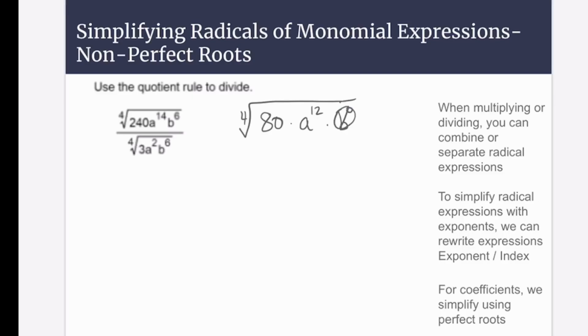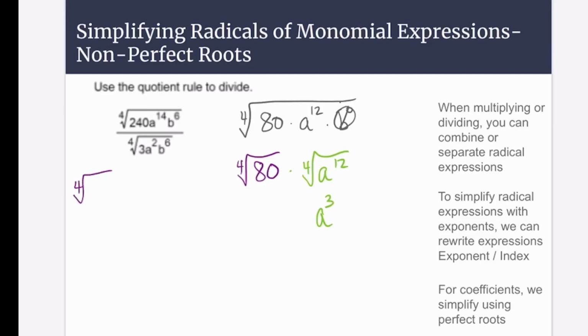So now we're doing 4th roots. The 4th root of 80 times the 4th root of a to the 12th. Well, a to the 12th is going to simplify. 12 divided by 4 is 3, so that's going to be a to the 3rd.